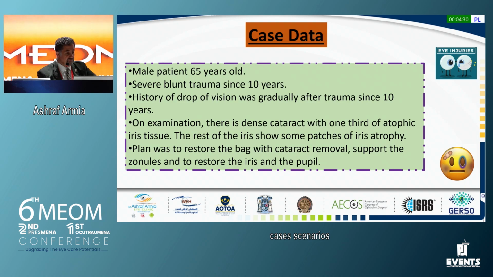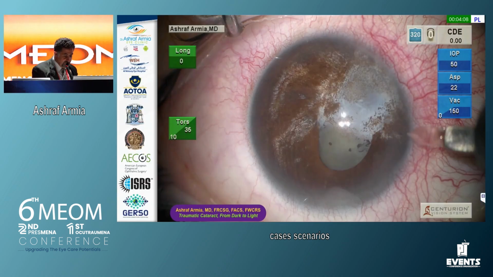History of drop of vision was gradual after trauma since 10 years. On examination, there is a dense cataract with 1/3 of atrophic iris tissue. The rest of the iris shows some patches of iris atrophy. The plan was to restore the bag of the cataract after the cataract removal, support the zonules, and restore the iris and the pupil. So let's go for the video.